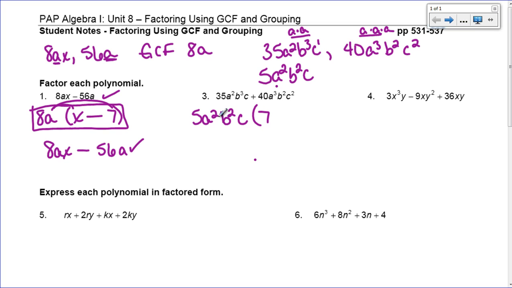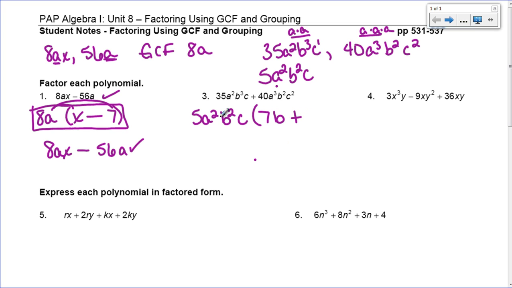Well, I have an a squared. I need an a squared when I'm done, so I'm finished with my a squareds for this term. I have a b squared, but I need a b to the third when I'm done. So that means I need one more b, so I have to include it here. I have a c, I need a c, which means I'm done with my c. So if I multiply this GCF times this, I should get that first term. Now put your plus sign.